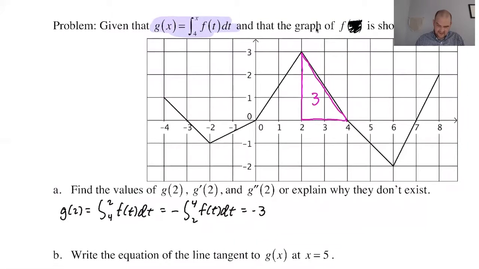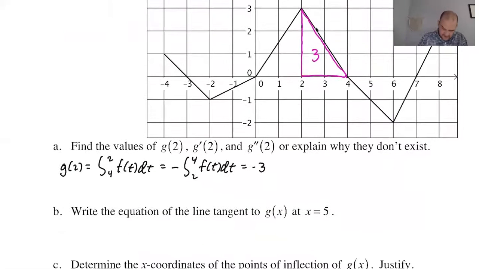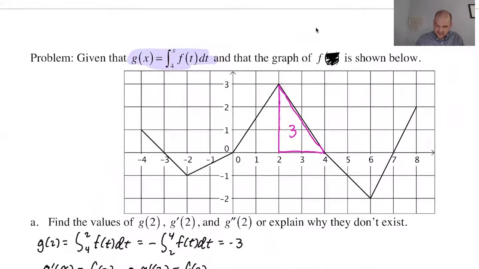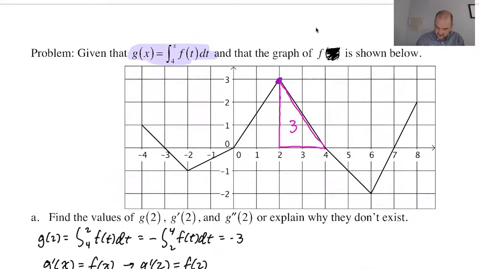So g prime of x is going to be the integrand, which is f of t, with the upper bound subbed in. So that'll be f of x times the derivative of the upper bound. So g prime of x is actually just f of x times 1, but I'm not going to write it. So that means that g prime of 2 is f of 2. Now this is the graph of f of x. So f of 2, we just have to look and say f of 2 is 3. So we know that this is going to be 3.